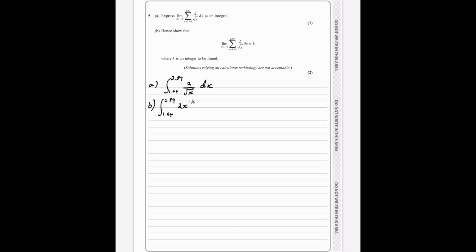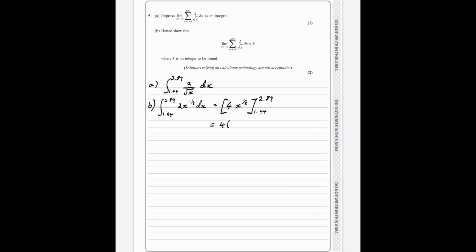I'm going to write 2 over root x as 2x to the power of negative a half. To integrate that, we'll add 1 to the power, divide by the new power, so the new power will be a half, dividing by a half is the same as doubling, so the 2 becomes 4, between our bounds of 1.44 and 2.89.